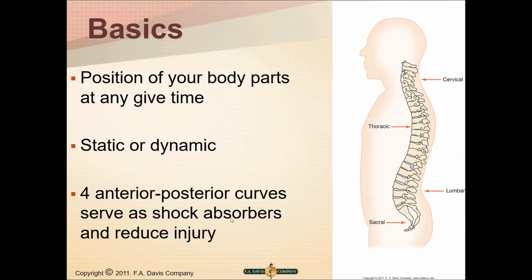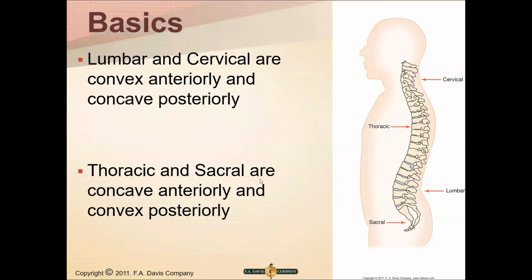We have those 4 anterior posterior curves of the spine that serve as shock absorbers through the body. We have the sacral curve, the lumbar curve, the thoracic curve, and the cervical curve. Those all need to be in balance. Those all have forces, right, that are acting on them. And again, the net of all those forces should be 0 newtons if you have a normal postural curve. So lumbar and cervical curves are convex anteriorly, concave posteriorly. The thoracic and sacral are concave anteriorly and convex posteriorly.